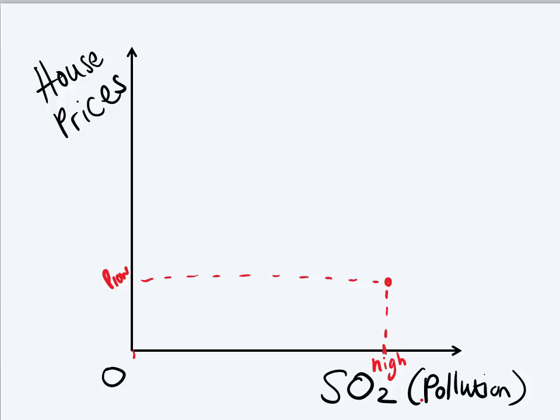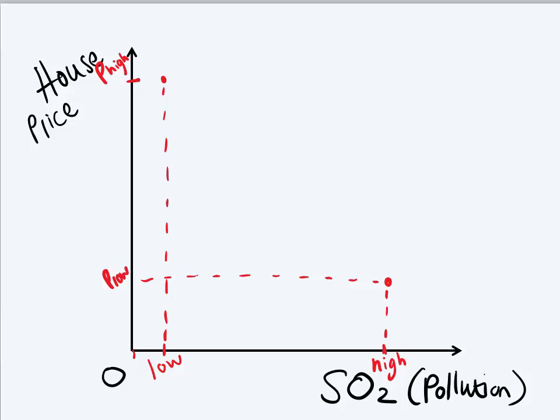On the other hand, if SO2 or pollution is quite low, then the area is in good shape. The air is clean, the water is clean, whatever the pollution might be. And then people are prepared to pay a very high price. So that's P high, a high price for the house. Okay, I just moved the price there, now I can see it a bit better.